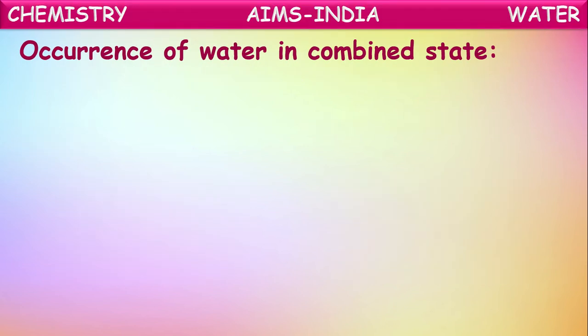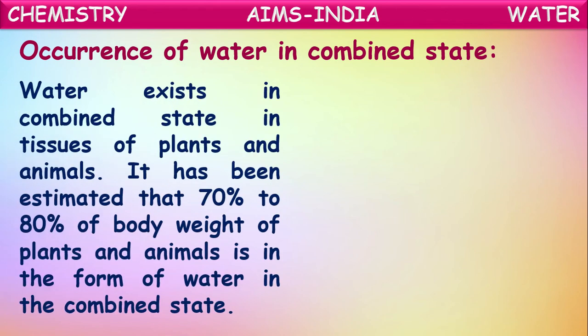Next, the occurrence of water in the combined state. We told that water is available in the free state as well as in the combined state. Now we are going to see the combined state where water exists. Water exists in the combined state in tissues of plants and animals. It has been estimated that 70 to 80% of body weight in plants or animals is in the form of water in the combined state.